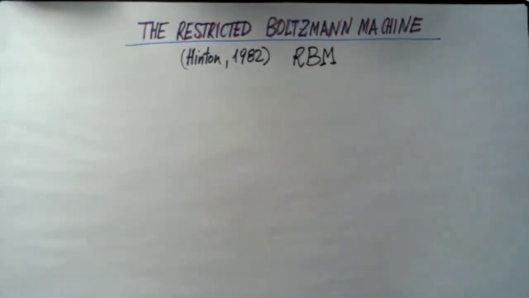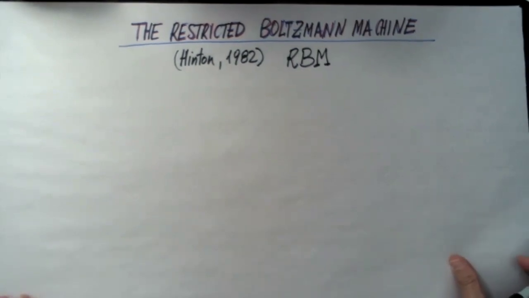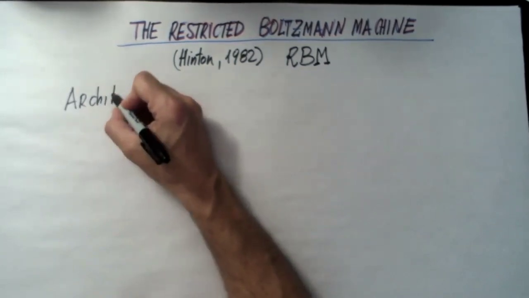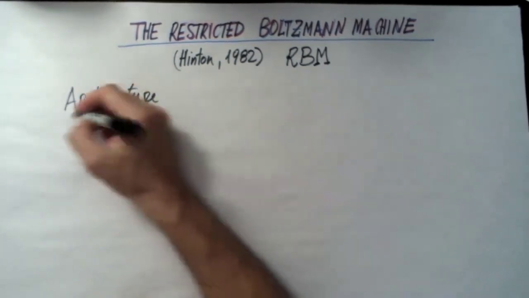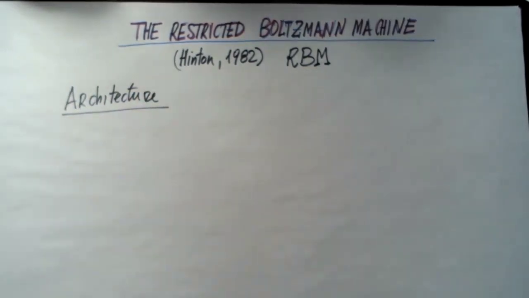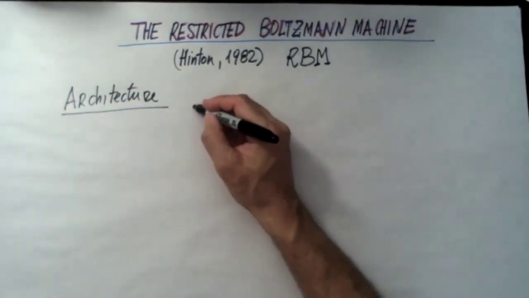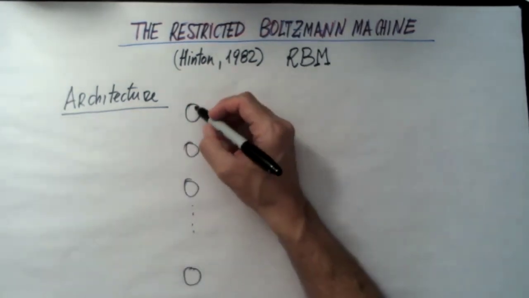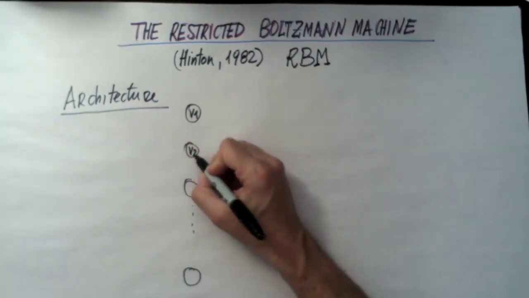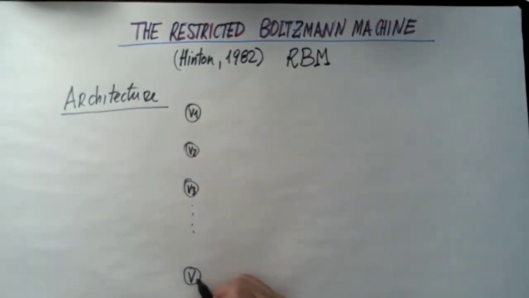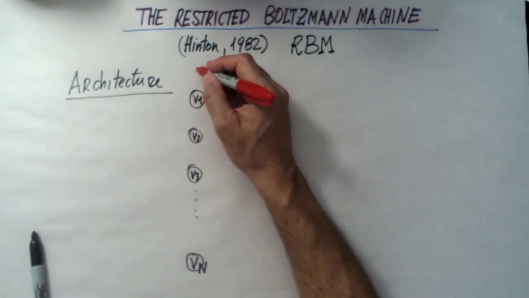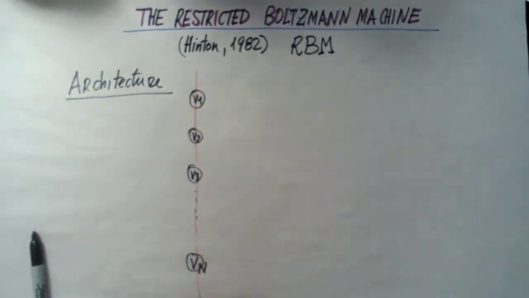So the first thing now, we want to see what the architecture is. The Boltzmann machine basically has one layer of visible neurons, V1, V2, V3, Vn, is one layer. These are basically the visible neurons.